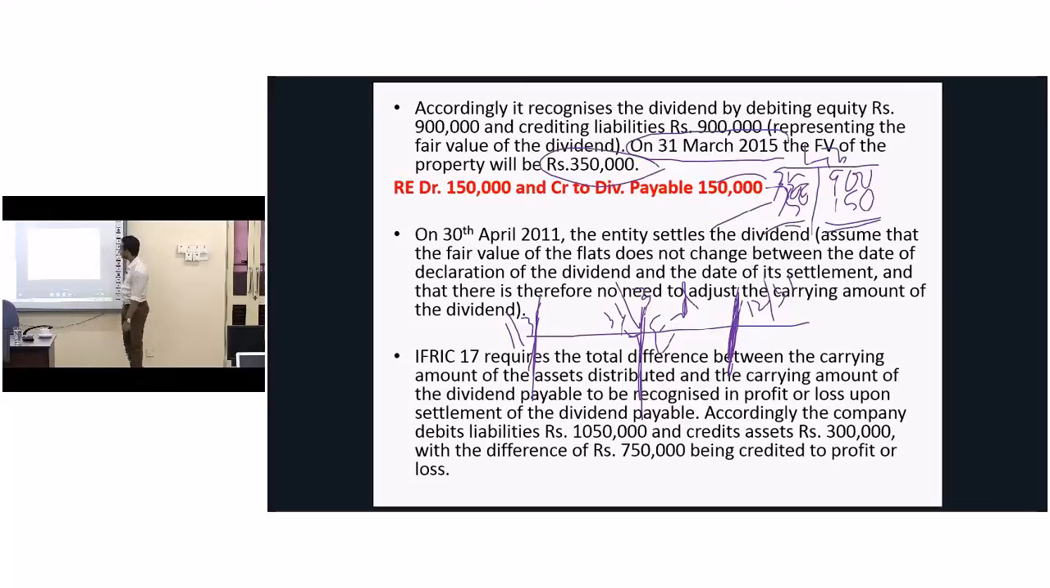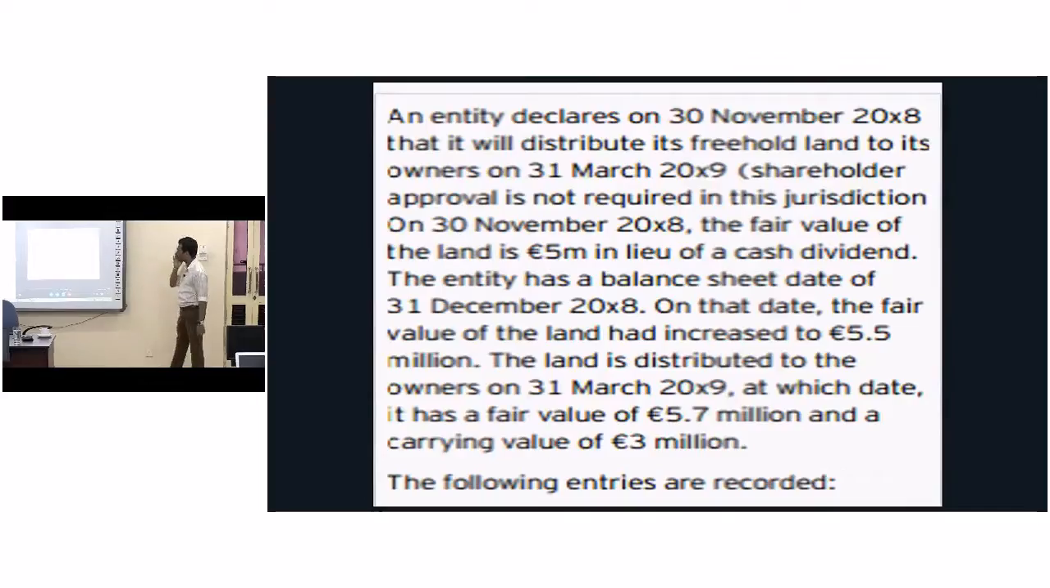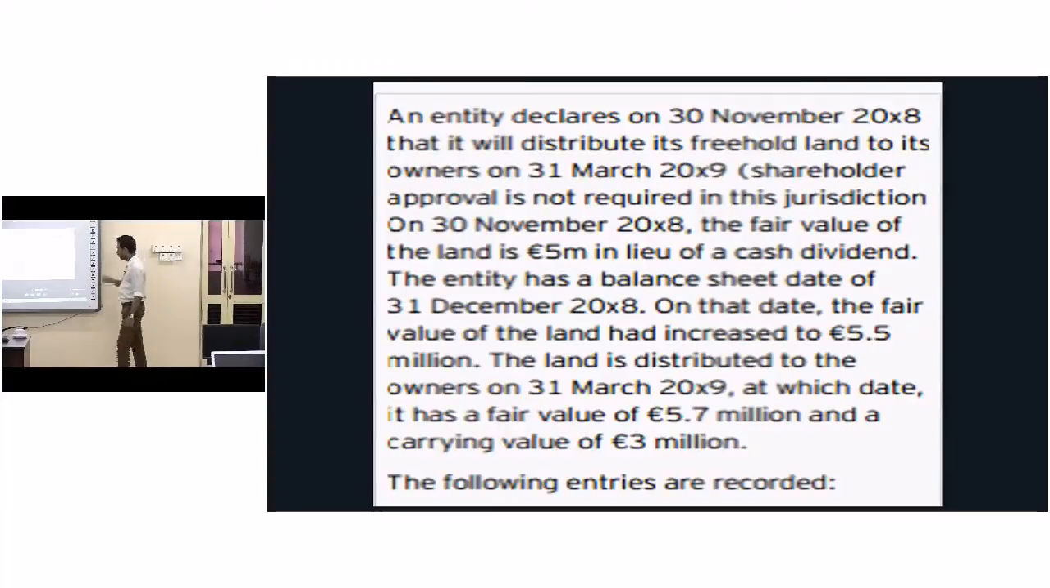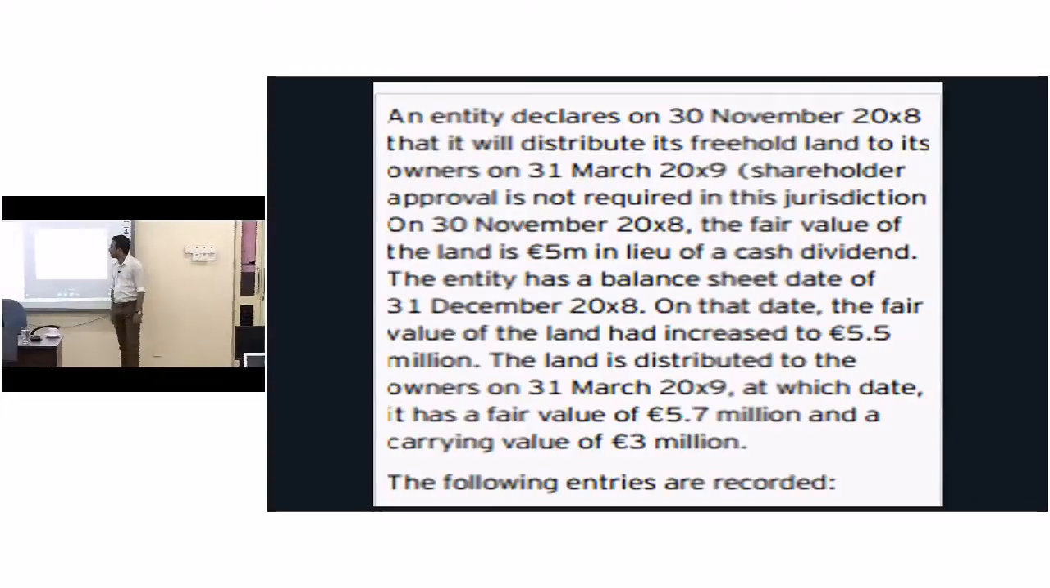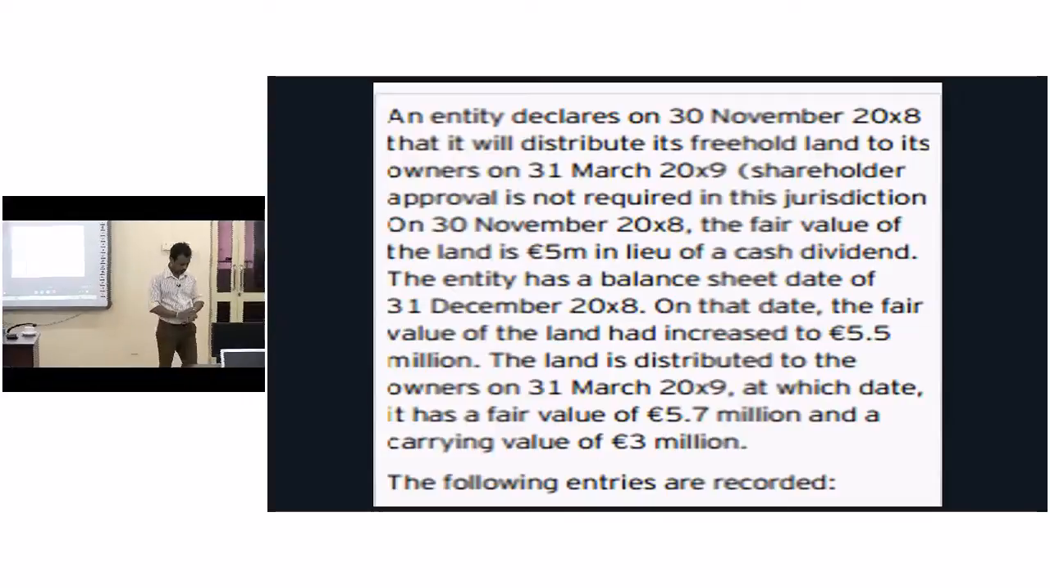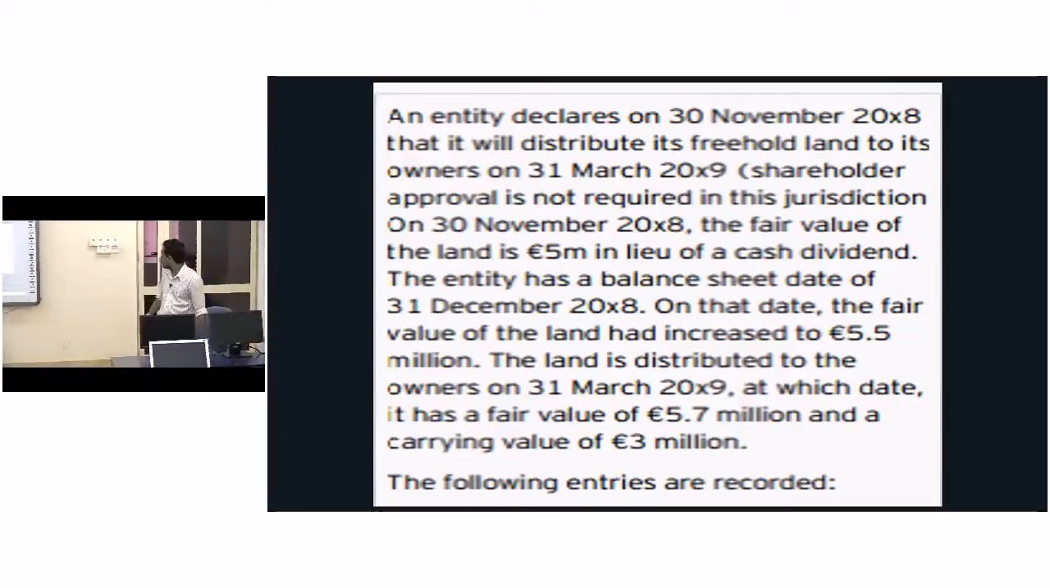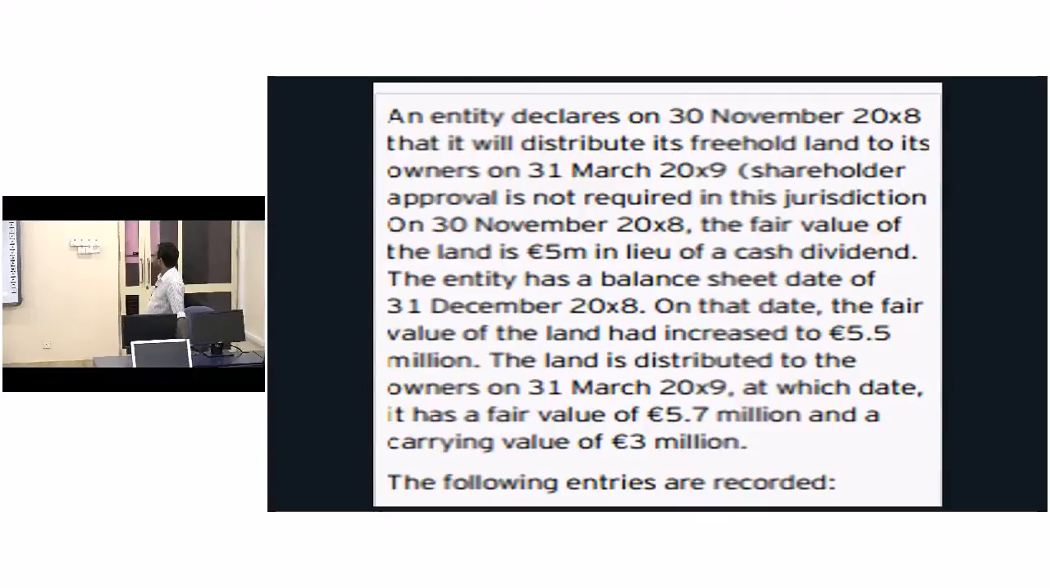Last one. An entity declares on 30th November 20x8 that it will distribute its freehold land to its owners on 31st March.